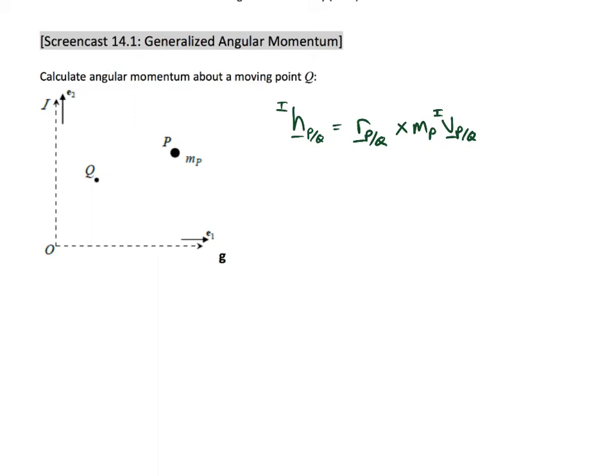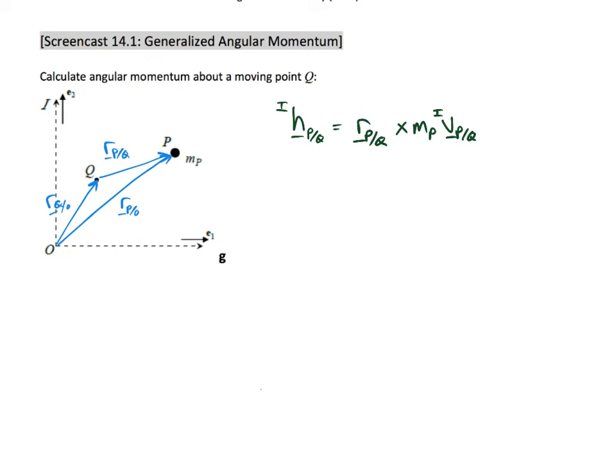When we have an opportunity, it's always a good idea to write our position and velocity vectors with respect to an inertially fixed point. So to do that, let's draw our position vectors. We have the position of Q with respect to O, and then the position of P with respect to O, and then the relative position between them, R of P with respect to Q.